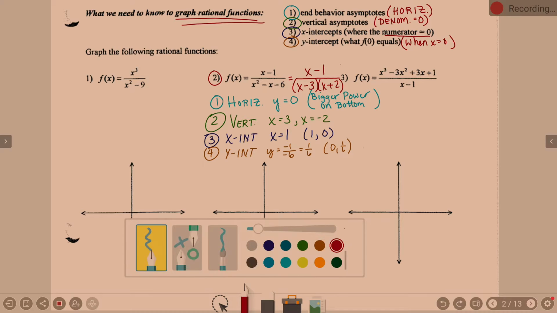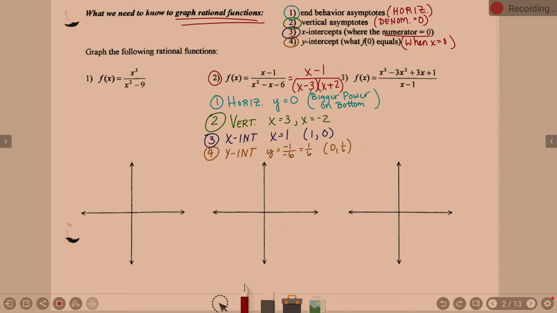And I think I have barely enough time. Hopefully I have enough time. Horizontal asymptote, y equals 0. There you go. There's your horizontal asymptote, y equals 0. I traced along the x-axis. Vertical asymptotes, -2. So I'm going to go over here to -2. I'm going to put a vertical asymptote. And 3. Okay, vertical asymptote at 3.